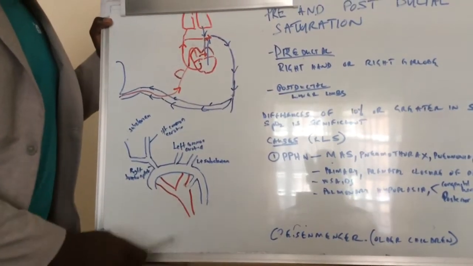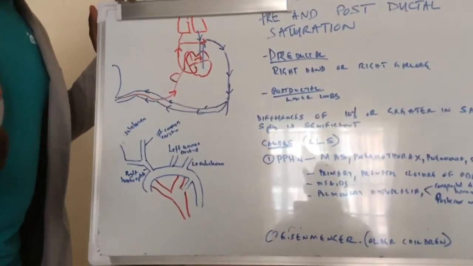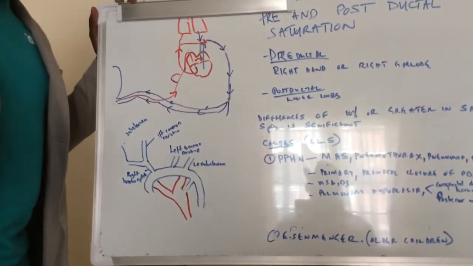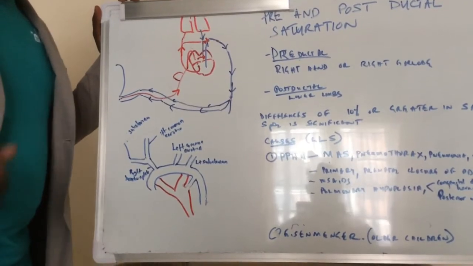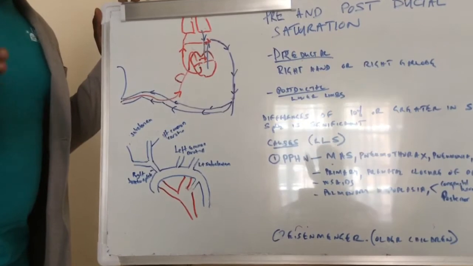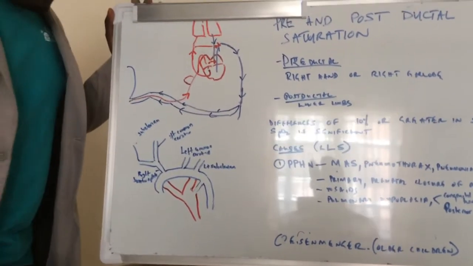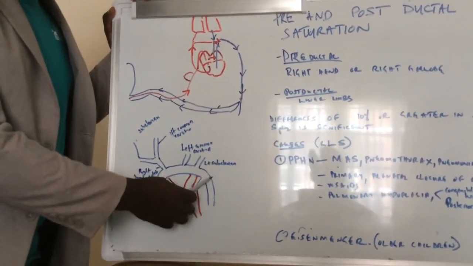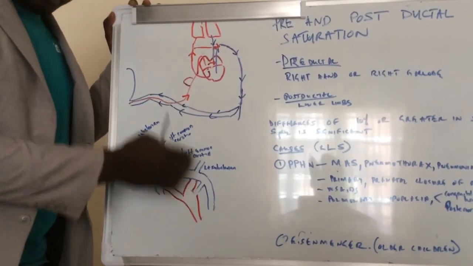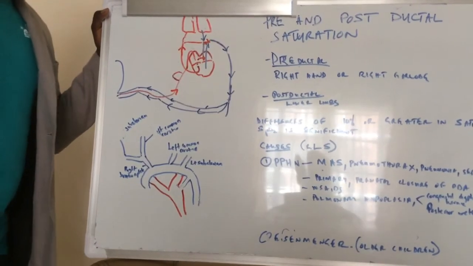And in those two conditions, if you measure the saturation on the right hand, you will find that it will be 10% higher than the saturation of the lower limbs. And any difference of 10% or more between the saturation of the right arm and the lower limbs is a significant difference between pre and post ductal saturation. And that shows that there is flow of blood from the pulmonary artery to the descending aorta. So there is right to left shunting of blood through the ductus, the patent ductus arteriosus. That's the significance of measuring pre and post ductal saturation.